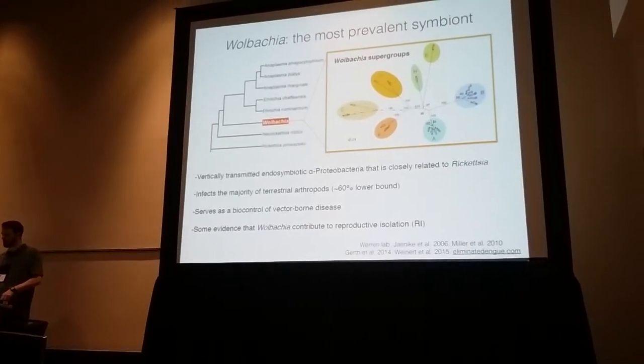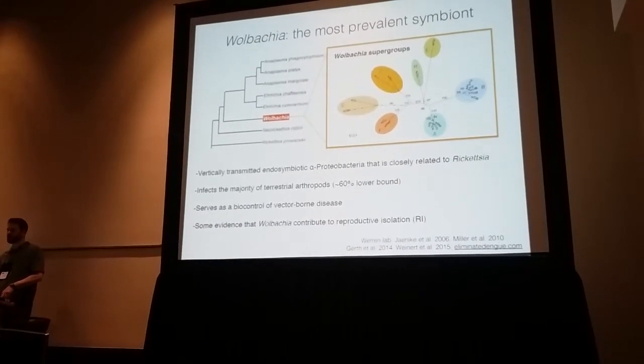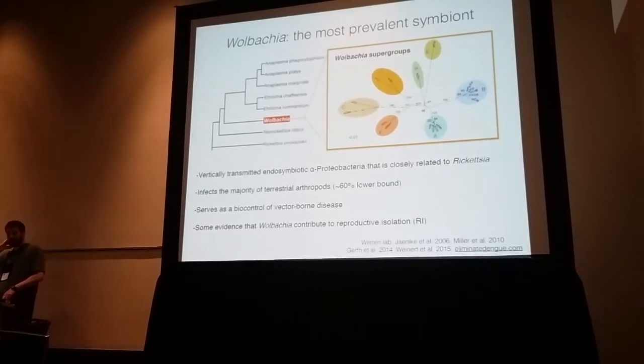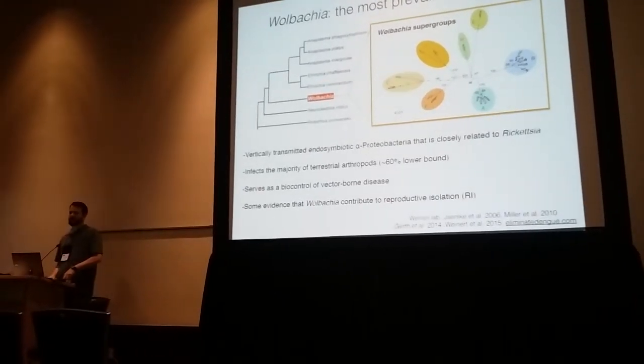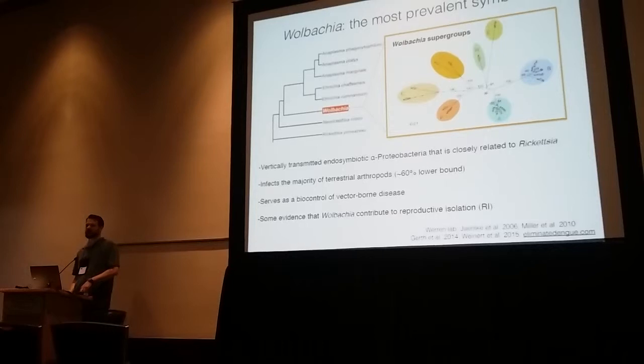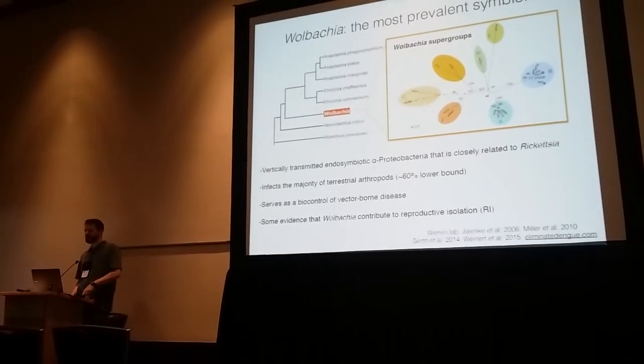More recently, they've become quite known as serving as a biocontrol of vector-borne disease. So you may have seen these in the news as you were preparing to come to Austin. You've heard about Zika. When you take Wolbachia from Drosophila melanogaster and you put them into Aedes aegypti, they block the transmission of arboviruses like Zika and dengue.